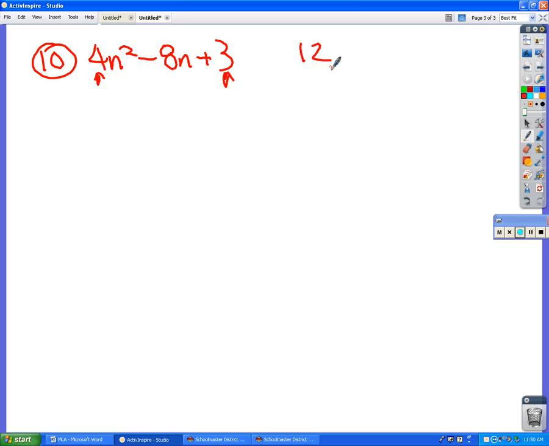So now the tricky part is I need two numbers that multiply together to be 12 and add to be negative 8. They're both going to be negative: negative 6 and negative 2, because a negative times a negative is a positive. Negative 6 times negative 2 is 12, and negative 6 plus negative 2 gives me negative 8. So now I can break the negative 8n down into negative 6n minus 2n plus 3.